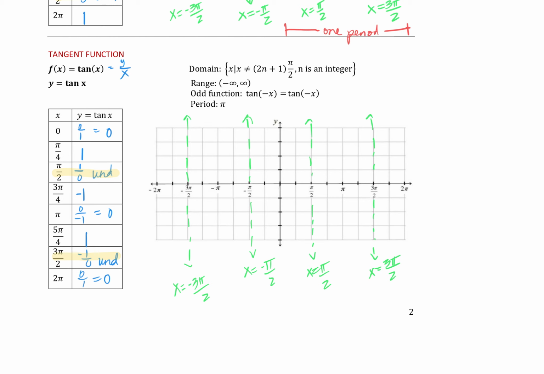And if I just look at the points that I have graphed, at 0, we're at 0. At pi over 4, which would be the halfway point between 0 and pi over 2, we're at 1. At 3 pi over 4, so if this is pi over 4, that's 1 pi over 4, 2 pi over 4, 3 pi over 4, 4 pi over 4, 5 pi over 4, and so on. So at 3 pi over 4, we have negative 1.